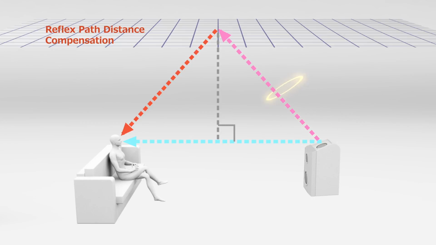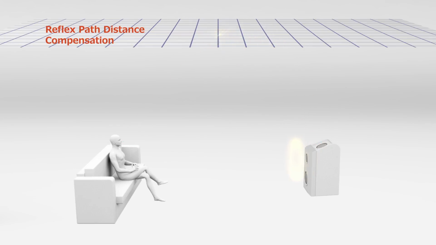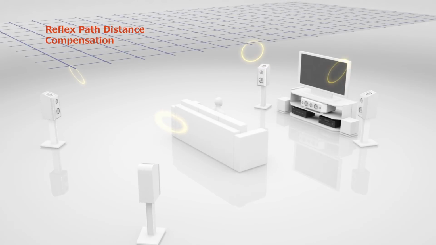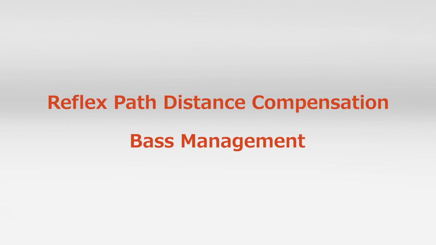With MCACC Pro, entering the vertical distance from the unit to the ceiling enables calculation of the distance of sound reflected from the ceiling, allowing accurate correction. In addition, bass management takes into account localization of bass tones.